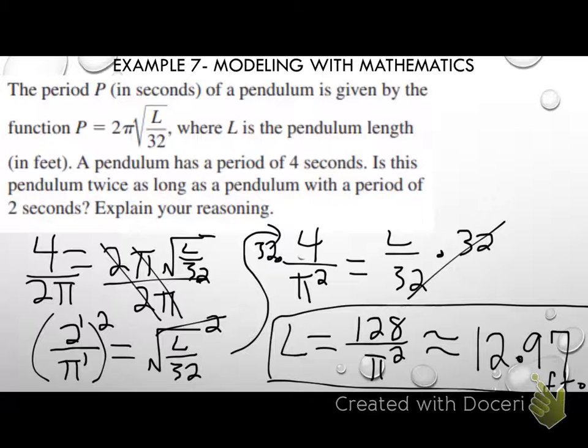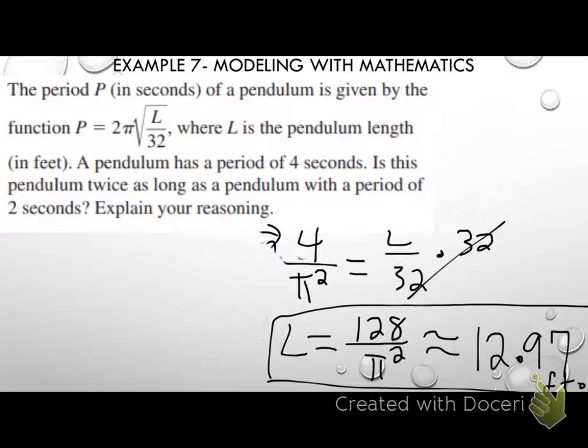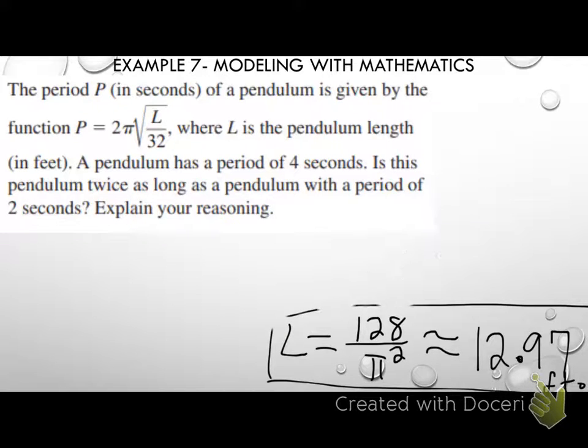Plug it in. Plug what in where? Do the 2 seconds where the P is. Yep. I'm going to replace the P with 2 seconds and get that pendulum length. Then I compare the 2 lengths of the pendulums. So I got to do this whole problem again just with 2. Yay. So plug in 2 for P this time.